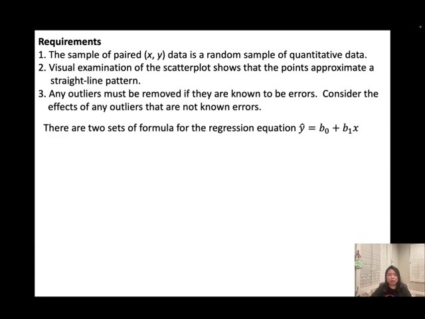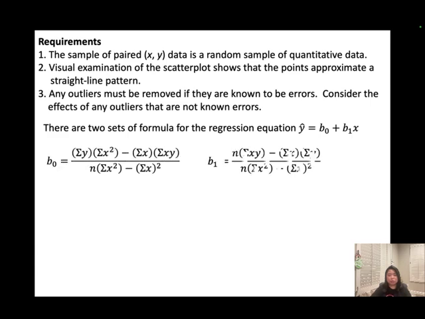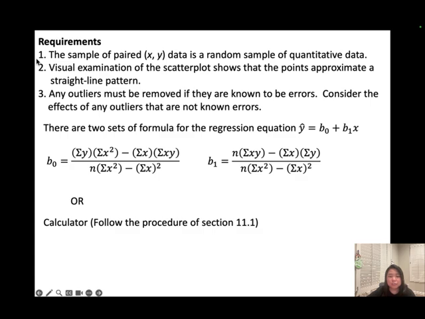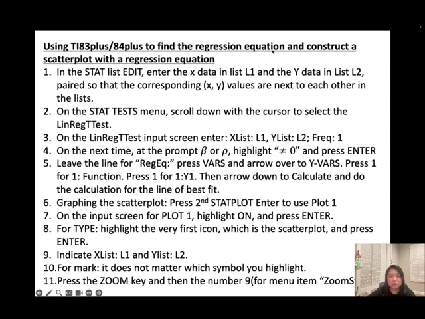We do have two sets of formulas for the regression equation, the B0 and then the B1. You're gonna plug in the variable of x to your L1, plug in your y variable to your L2. Use your TI-84 calculator. Figure out all the summation x and summation y here. Plug it in, and then you figure out what is your B0 and B1. Or you could strictly use your calculator. So follow the procedure of session 11.1, or look at this instruction here.